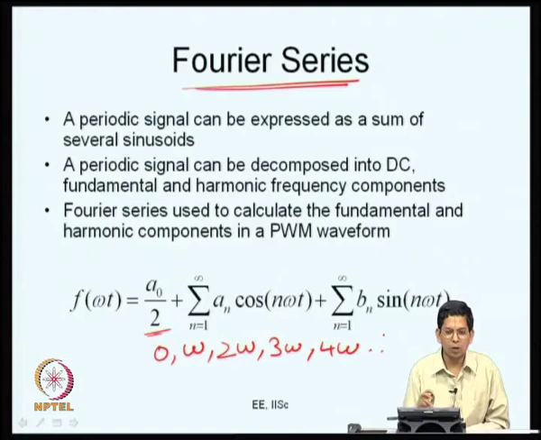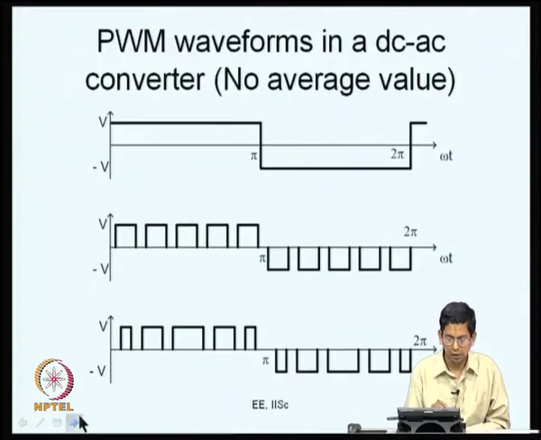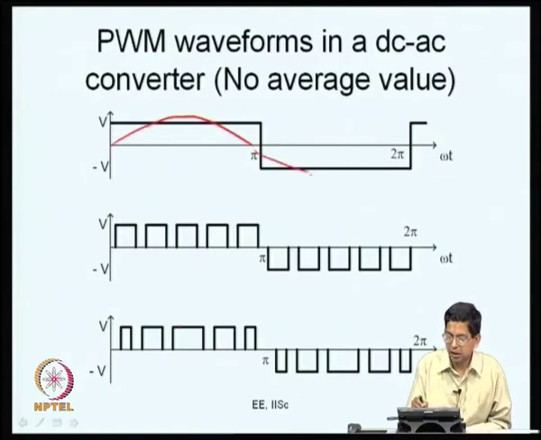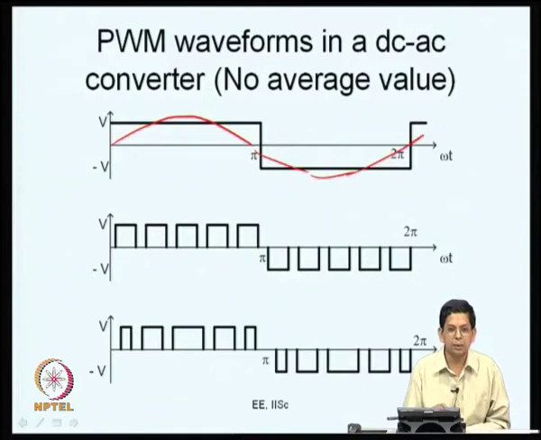So, in general it can have all these harmonic components, but the waveforms we saw previously, they have 0 DC value, they have no average value. So the DC is 0 here. They only have a fundamental component and then they have the other harmonics.